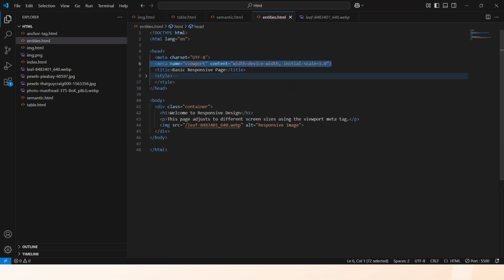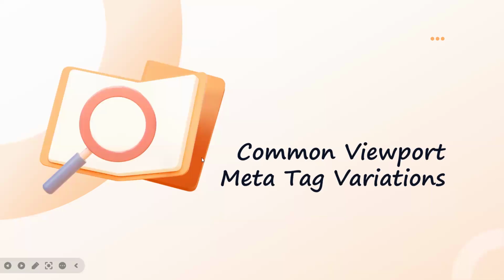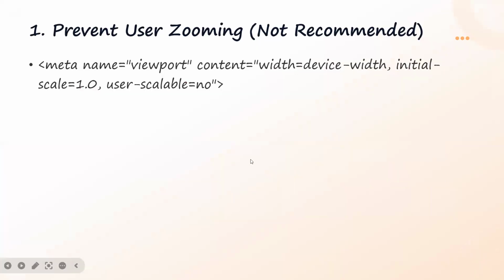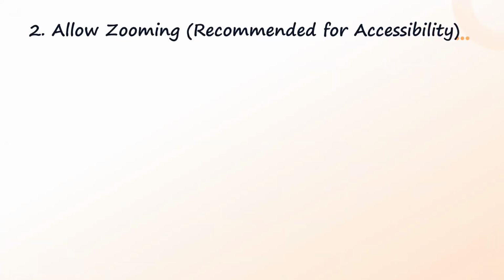All right. So let's go and see common viewport meta tag variations. You can actually prevent the user from zooming, but this is not recommended. If you don't want the users to zoom, you would put this extra attribute inside the content: width equals device-width, comma, initial-scale 1.0, user-scalable equals no. But it is not recommended. You should allow your users to zoom and see your content.